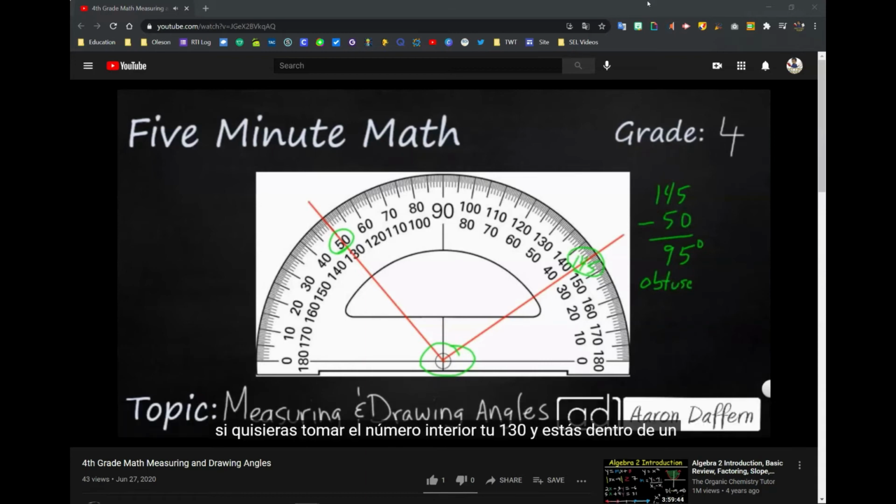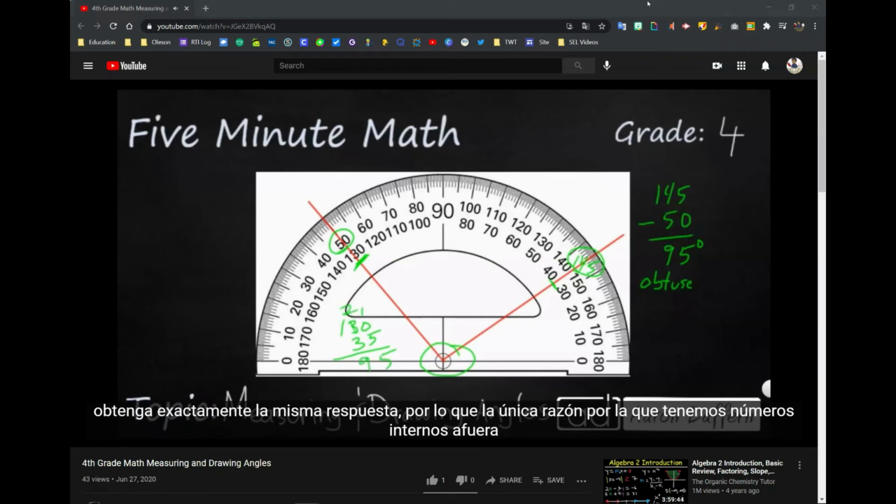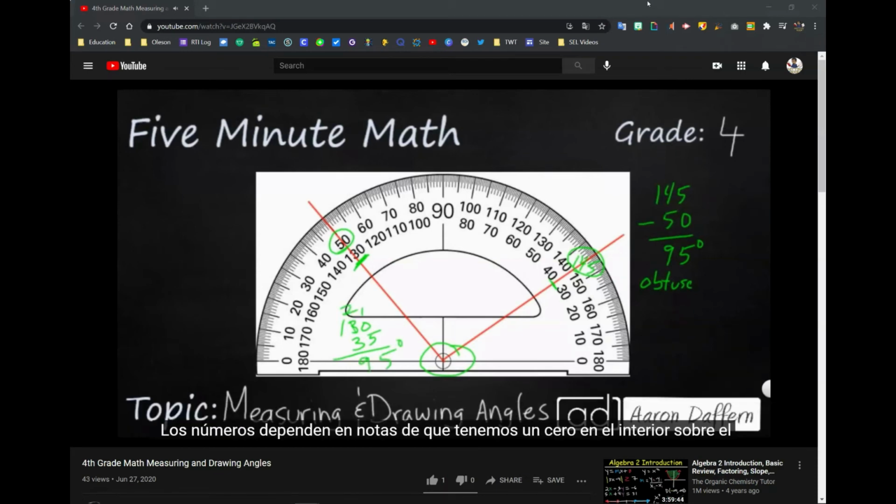But you could also do it if you wanted to take the inside number, your 130, and your inside number over here, which is between 40 and 30, so we're going to call that 35. And so we're going to need to borrow here, and as you notice, we're going to get the exact same answer. The only reason we have inside numbers and outside numbers is that it depends. You notice that you have a 0 on the inside over on the right, you have a 0 on the outside over on the left. So it just depends on if your angle opens to the left or opens to the right. You can use either one. But whenever you have two rays or two line segments that neither of them are touching 0, you're going to have to take the two numbers and subtract them.